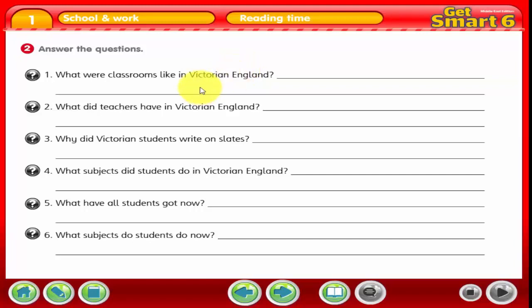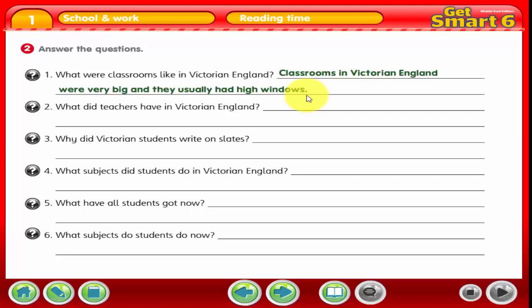Yes we said قلنا في درسنا they were very big and the windows were very high. Classrooms in Victorian England were very big and they usually had high windows. ممكن بأي صيغة تكتب الإجابة.